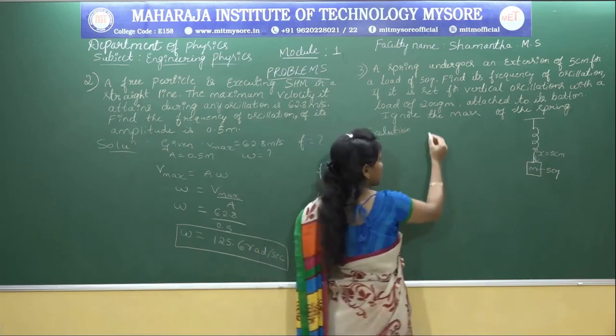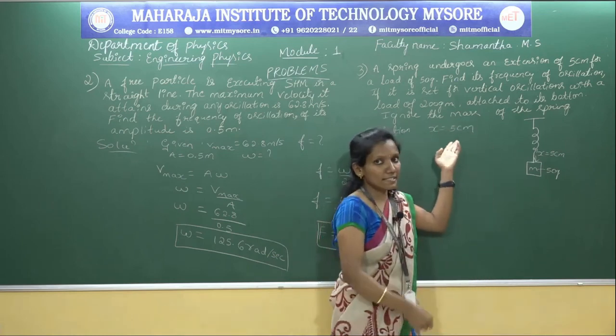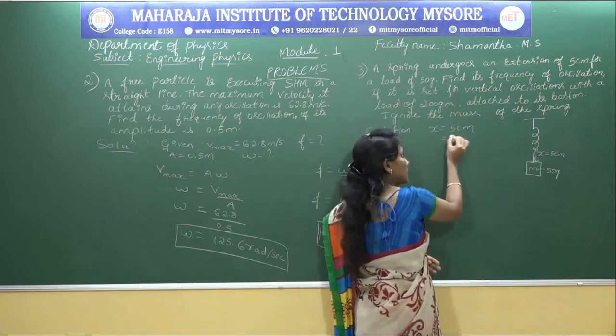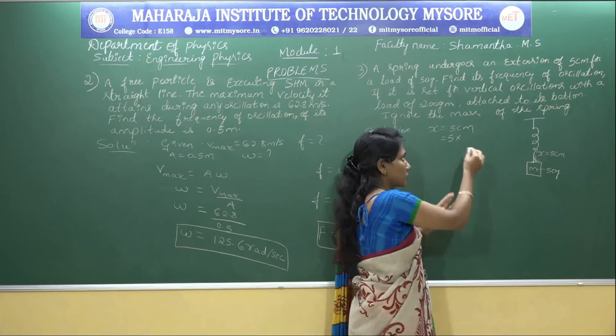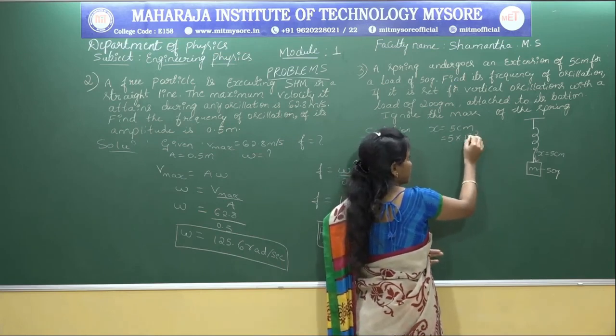So, what is the given? Extension is given, that is how much? 5 centimeter. If the value is in terms of centimeter, first we have to convert into meter. So, if we convert this into meter, then we get 5 into 10 to the power of minus 2 meter.